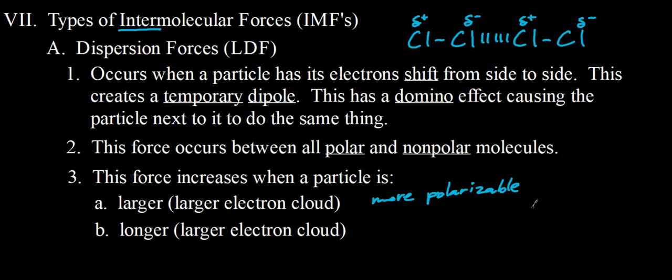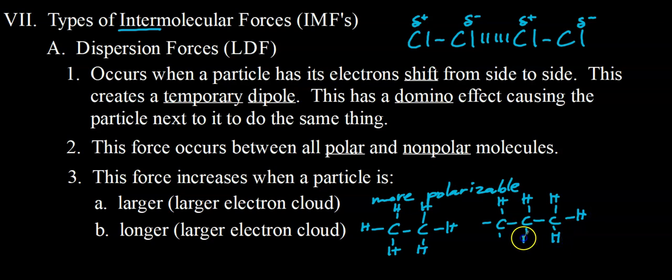Also, the strength of dispersion forces increases when a particle is longer. For example, if you have this molecule here, which is called ethane, compared to this molecule here, which is called propane. Since propane is a longer molecule, a longer chain of carbons, its electron cloud is more polarizable, giving propane stronger dispersion forces than ethane.